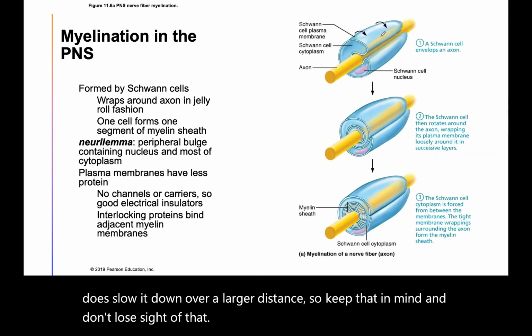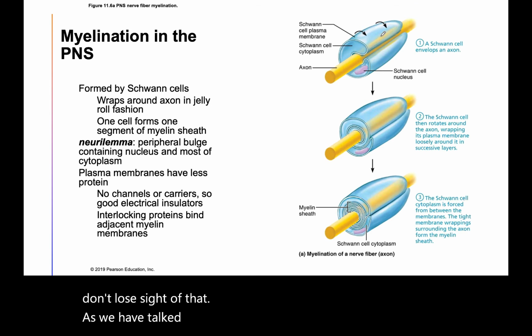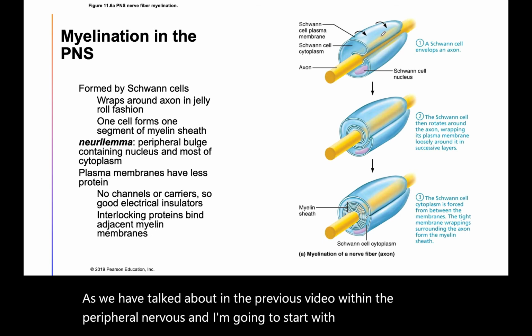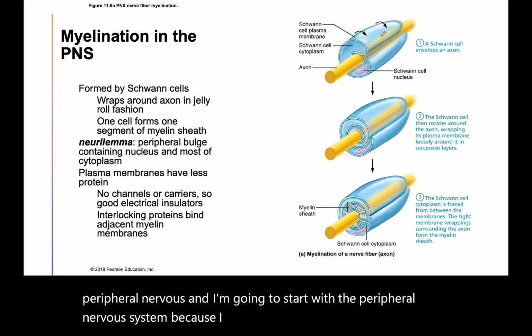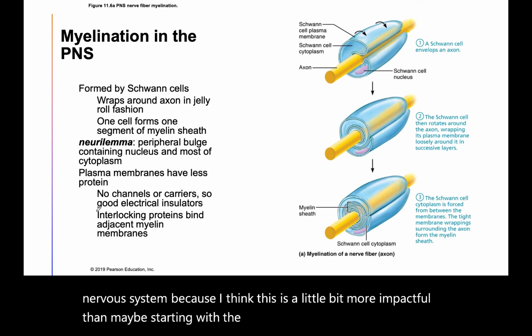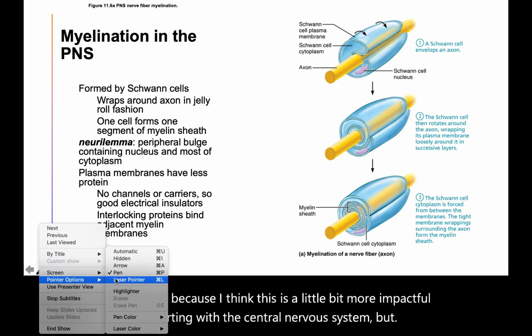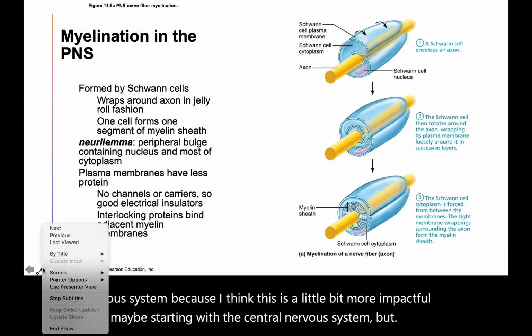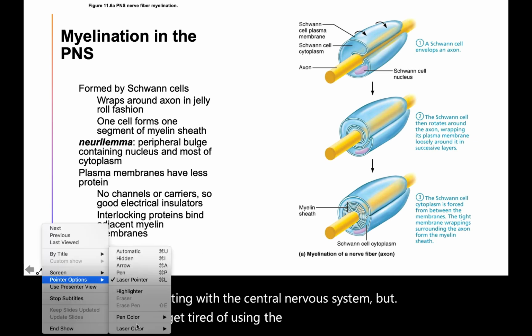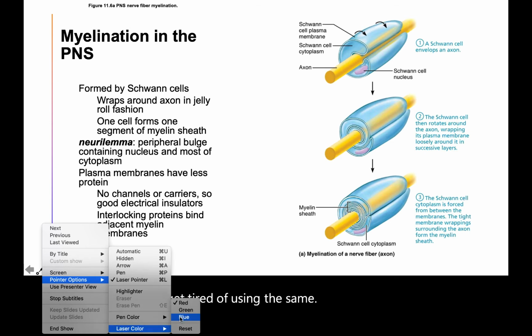As we have talked about in the previous video, within the peripheral nervous system, I'm going to start with the peripheral nervous system because I think this is a little bit more impactful than maybe starting with the central nervous system. I'm sorry, I get tired of using the same laser color. Let's go with blue.